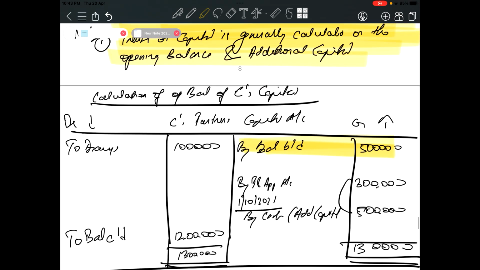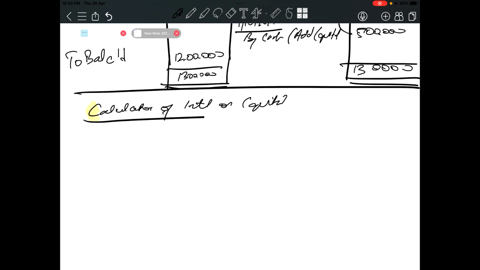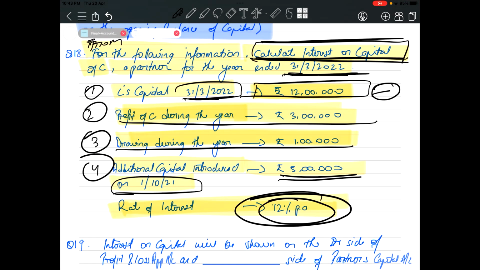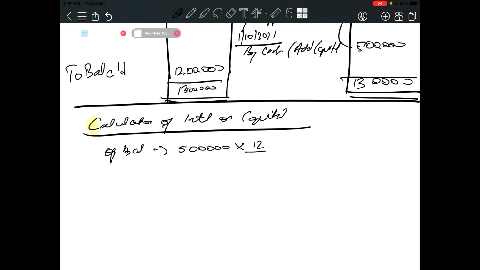Now the next task, the main task, is to calculate interest on capital, okay. So let's calculate interest on capital. Calculation of interest on capital. I have told you interest on capital will be calculated on the opening balance, okay. So what was the opening balance? 5 lakhs into, what was the rate? 12%, no? See, 12% was given, 12% per annum. So this interest on the opening balance will be calculated for 1 year, okay. So 12 by 100. What will be the amount? I guess it's 60,000. Yeah, 60,000, okay.